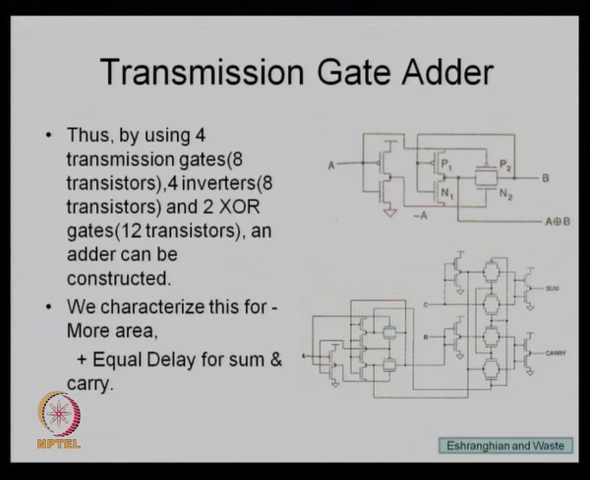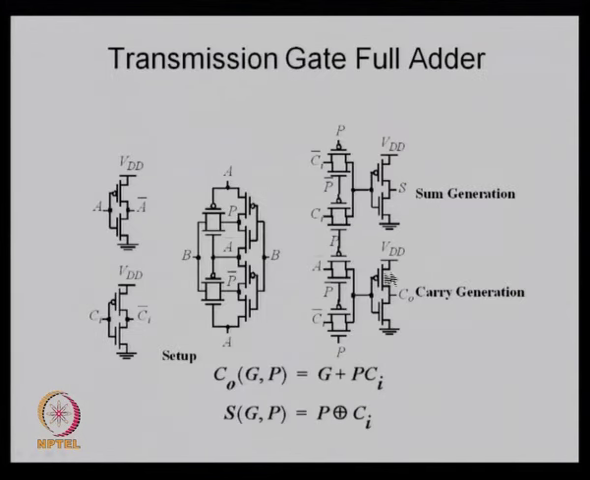Typical transmission gate full adder blocks are shown here. This is the sum generation part, this is the carry generation part, and this is the setup part to create A, B, A bar, B bar, A B bar. And then using this, we can create the sum as well as the carry.